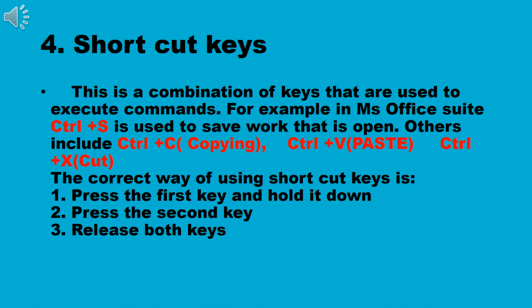Shortcut keys. This is a combination of keys that are used to execute commands. For example, in MS Office Suite, Ctrl+S is used to save work that is open. Others include Ctrl+C for copying, Ctrl+V for paste, Ctrl+X for cut. The correct way of using shortcut keys is: press the first key and hold it down. Press the second key. Release both keys.